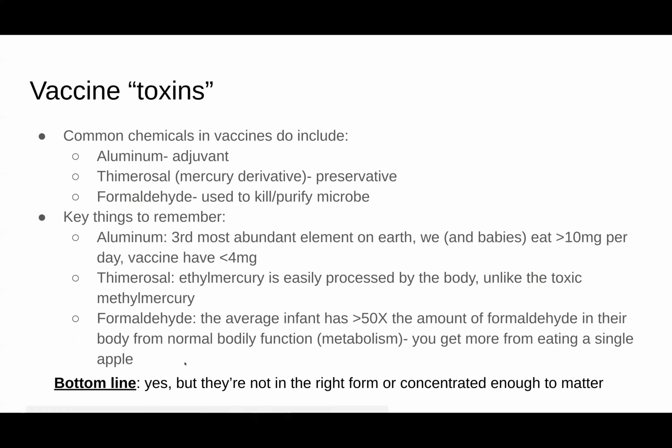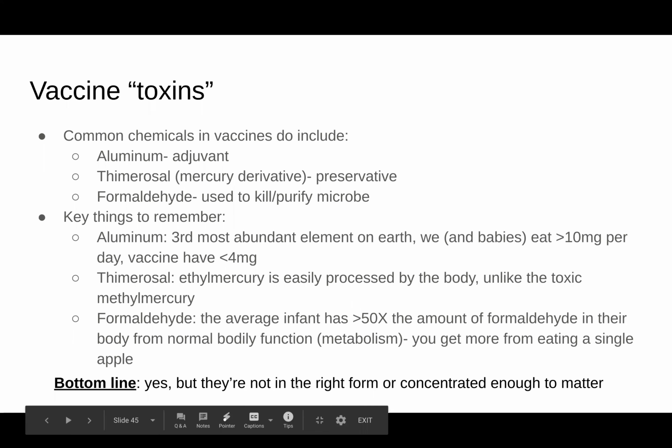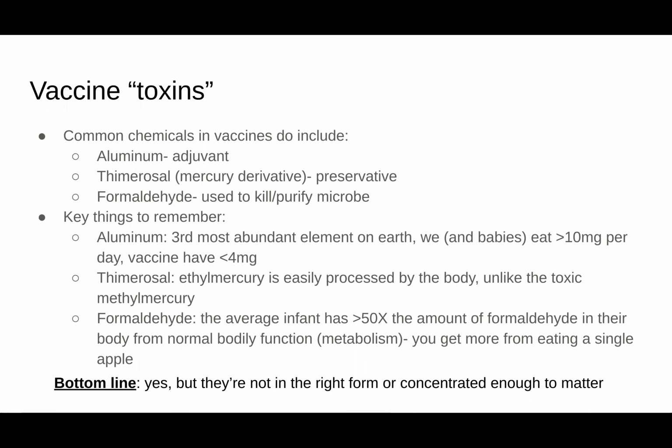And then finally, we have formaldehyde. And the formaldehyde, again, sounds scary. But again, with formaldehyde, it's really about how much is there. So the average infant has greater than 50 times the amount of formaldehyde in their body from your normal bodily function than you would find in a vaccine. And you get formaldehyde as a byproduct of respiration. As you break down sugars and fats and proteins, you produce formaldehyde. It's a common byproduct, right? So you have more formaldehyde in you on an everyday basis than you do from a single vaccine.